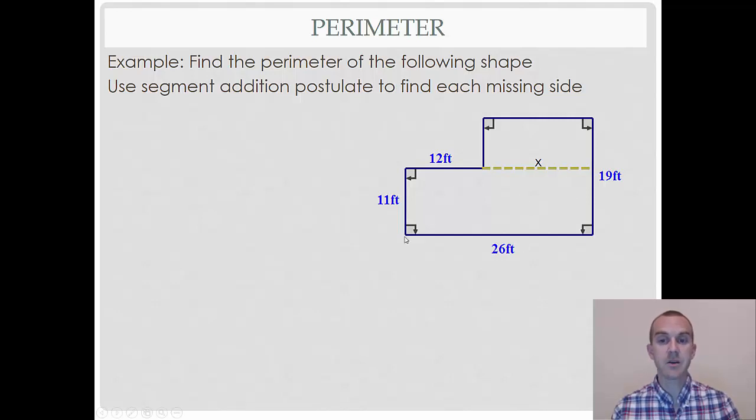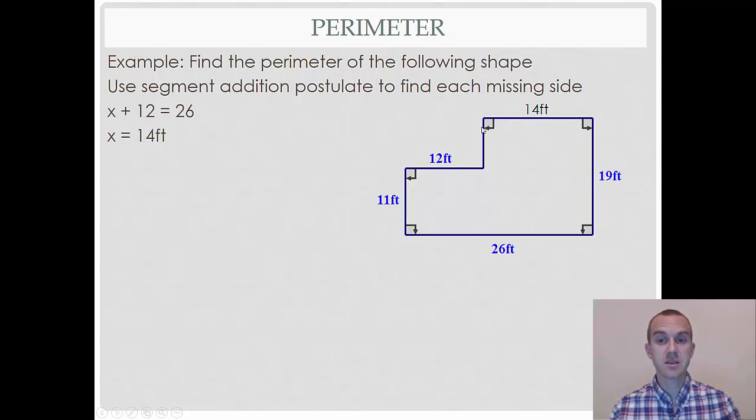For example, I have a rectangle here in the bottom now that has a total length of 26 feet. So I know that the x plus the 12 feet should also equal 26 feet because I have a rectangle. So if I solve that, I'd say that that side should be 14 feet. And because this upper portion is also a rectangle, I know this side has to be 14 feet.